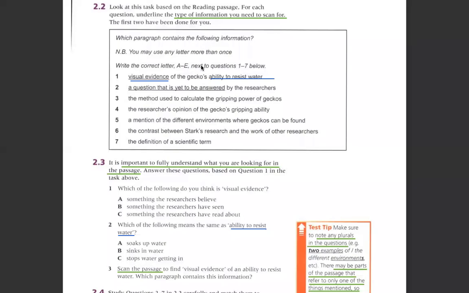Okay, so the correct answer here is C. So if you don't know what the word resist means, it means to stop yourself from doing something. So their ability to resist water means to stop water getting in. So we're looking for something that the researchers have seen that tells them how the geckos can stop water getting in their feet or on their feet. Okay, so this is exactly what we're looking for in number 1.